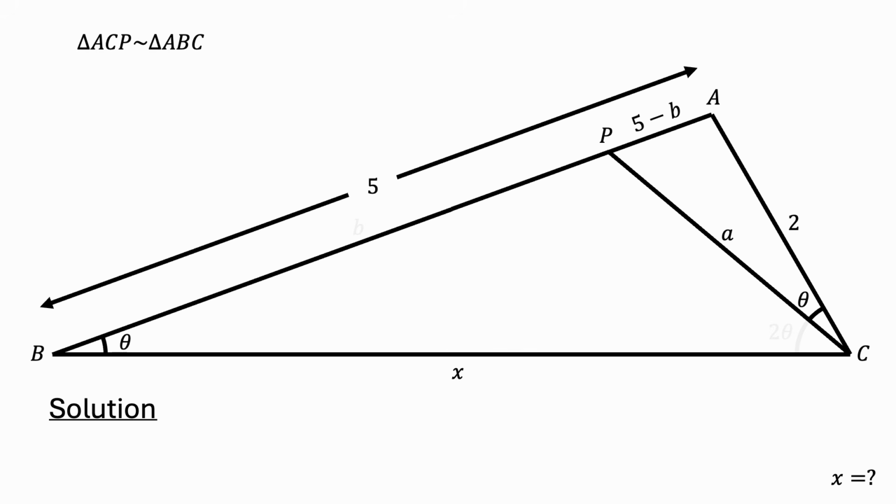Since corresponding sides in similar triangles are proportional, we have AP over AC equals AC over AB equals CP over BC, or (5 minus B) over 2 equals 2 over 5 equals A over X.